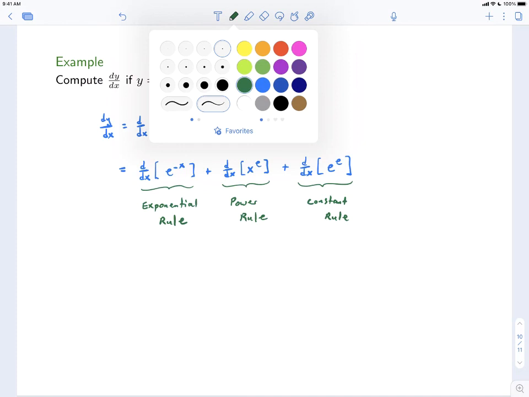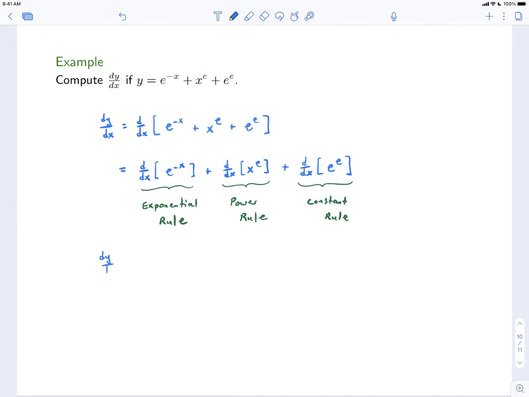Okay, so with that in mind, dy dx is equal to the derivative of e to the negative x, which is going to be negative e to the negative x, plus, and now we use the power rule, so the exponent comes down, then it's x raised to the e, and we lower the exponent by 1, plus the derivative of a constant, which is 0. Therefore, dy dx is equal to negative e to the negative x plus e times x to the e minus 1. And that's our answer.